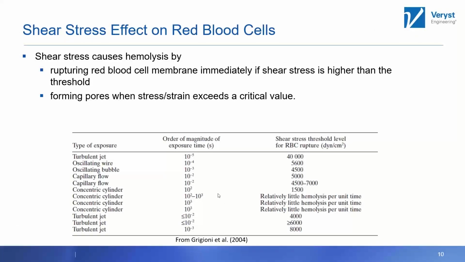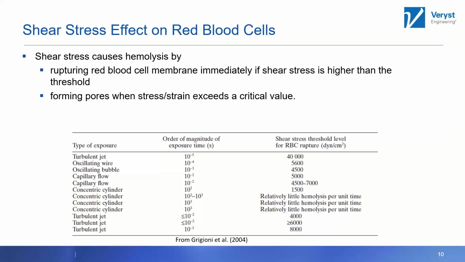Grigioni, in 2004, did a literature summary of all the threshold shear stress values reported in the literature, and I put it here for the record. But if shear stress is not above that threshold value, then shear stress can cause forming pores on the red blood cell when a stress strain exceeds a critical value.